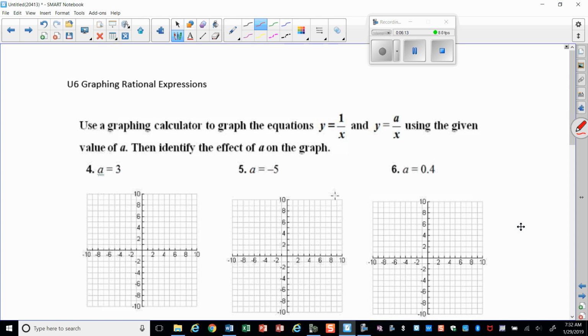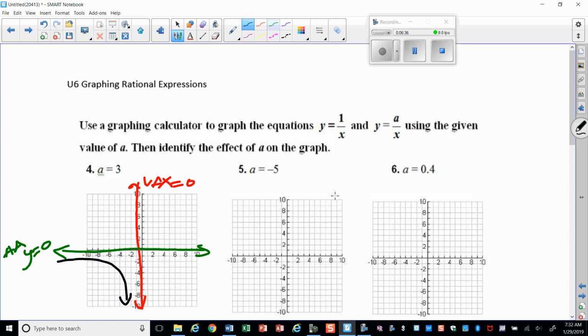Okay, so I still have my vertical asymptote is x equals 0, and my horizontal asymptote is still y equals 0. And then I can just fill in here, right? When x is negative, y is negative, and when x is positive, y is positive. Okay, so that looks like that. All right. And I could put a key point here.